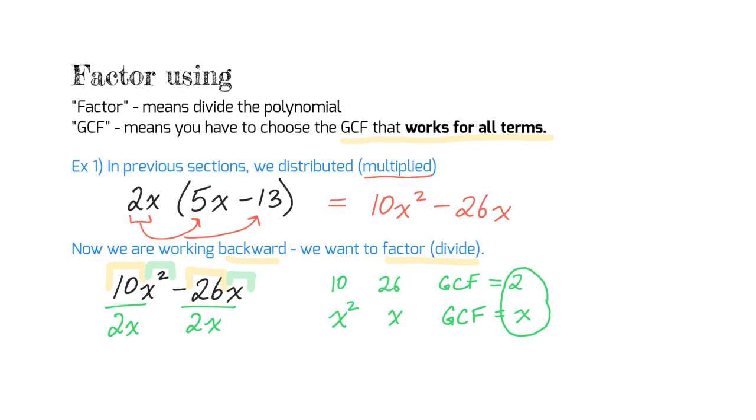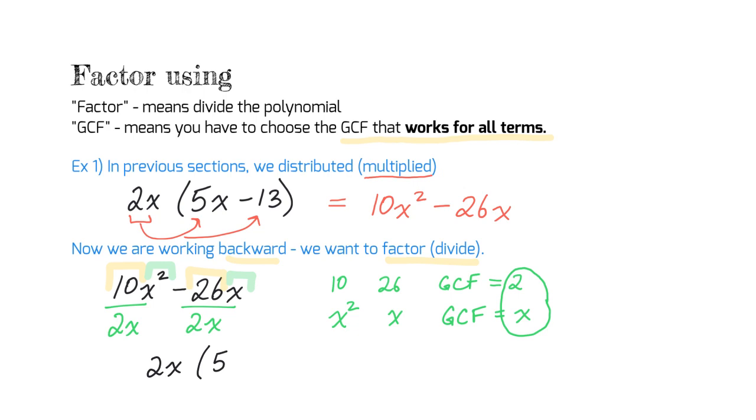Now that I have found my GCF, I write the GCF on the outside. That becomes the monomial on the outside of the brackets. And then I use dividing polynomials, what we learned in our last video, to help me simplify what goes into the brackets. 10 divided by 2 is 5.